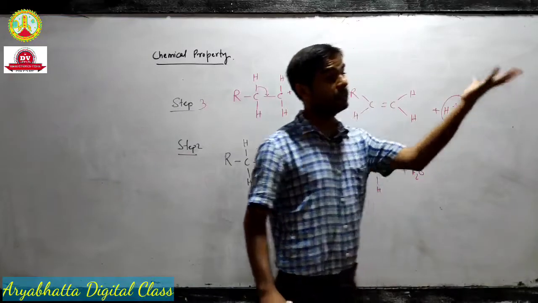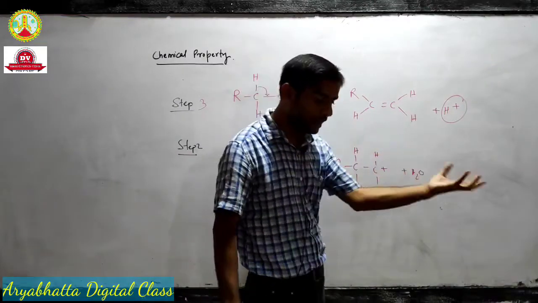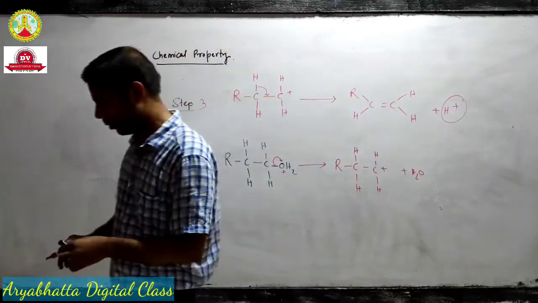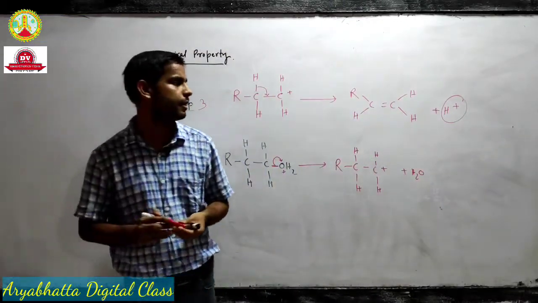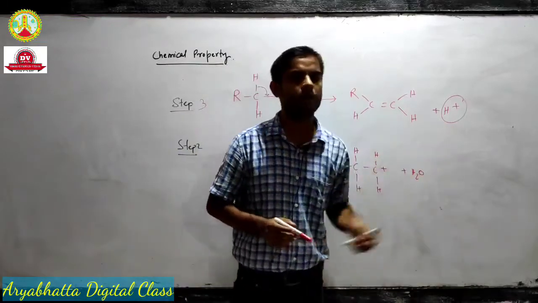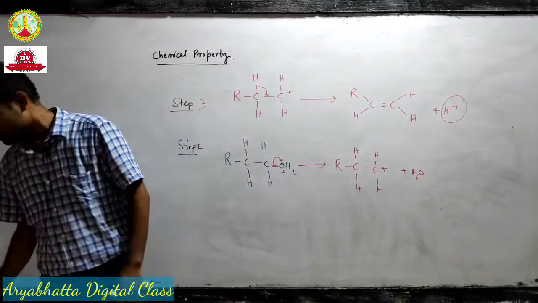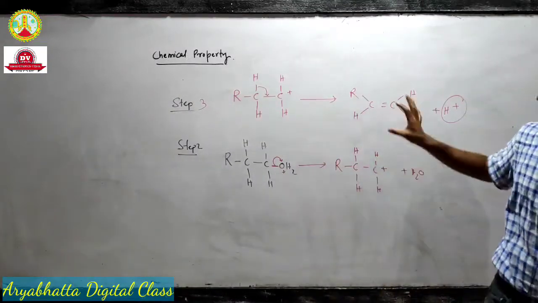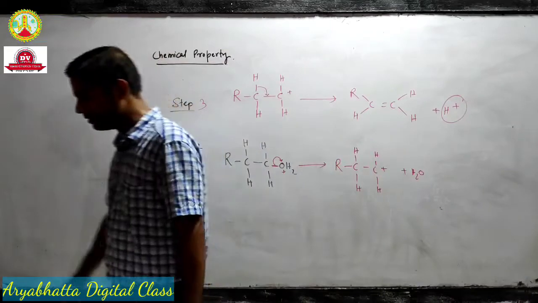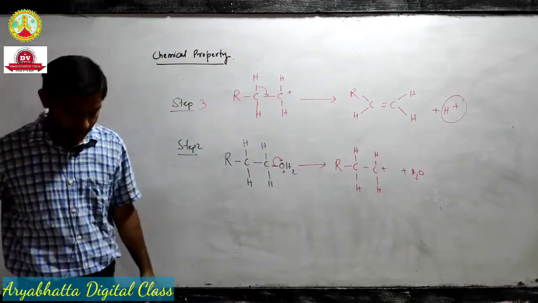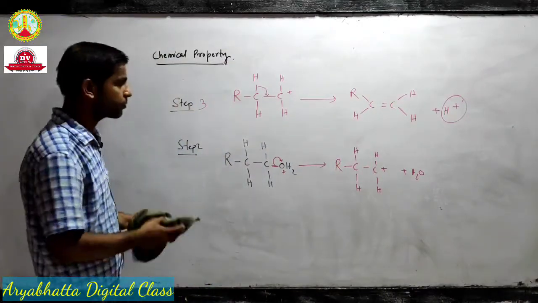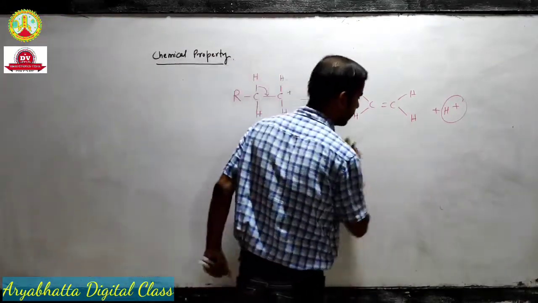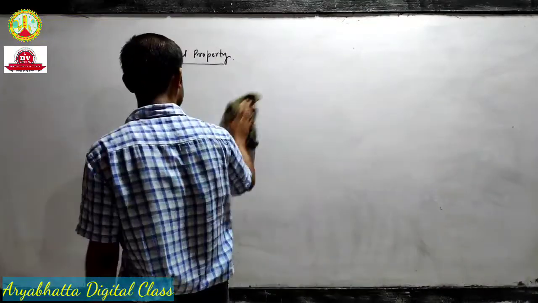And you will see that this proton reappears. That means the proton that we took from our acid in step 1 has been given back to the reaction mixture. That means the hydrogen has not been used in this reaction. So the acid basically catalyzes this reaction. It behaves as a catalyst in this reaction. Okay, so this is the overall mechanism of the dehydration reaction.